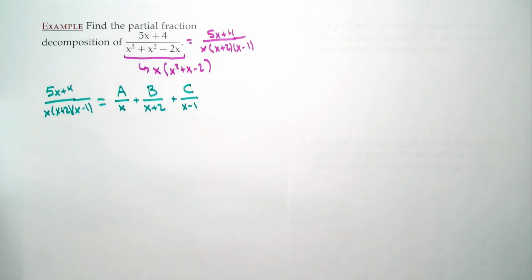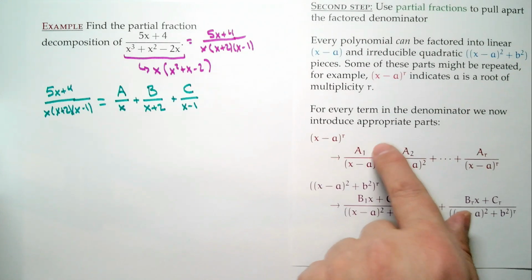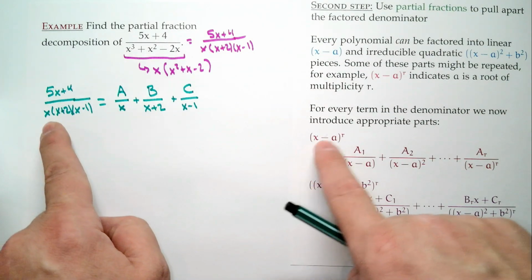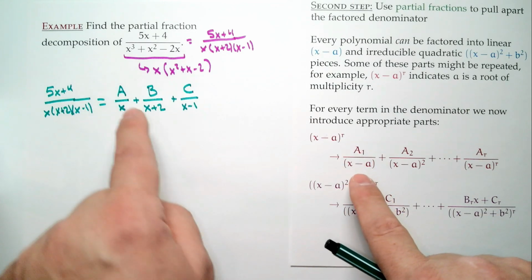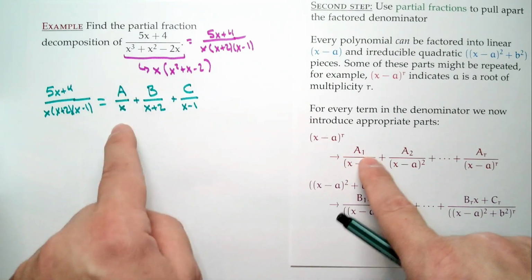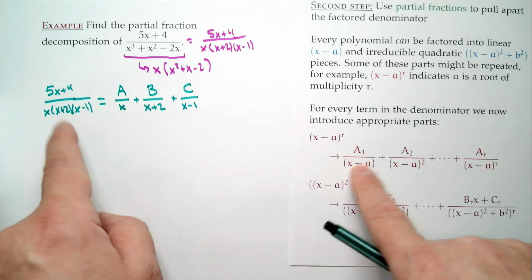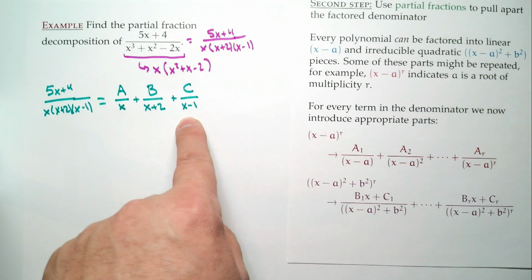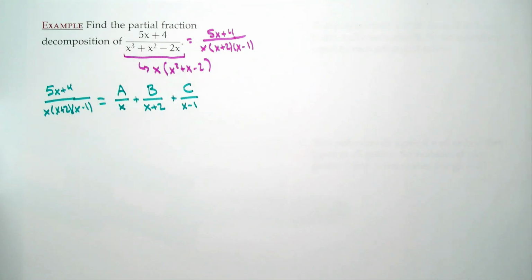So that's what's happening. In particular, this is what we meant when we said for every term in the denominator, we introduce appropriate parts. For example, we saw an x to the 1, so there was going to be just a single unknown number over x. And we did that for each term. We introduced the right form. So partial fractions says that this can be done for some choice of a, b, and c. But we have to figure out what a, b, and c are.